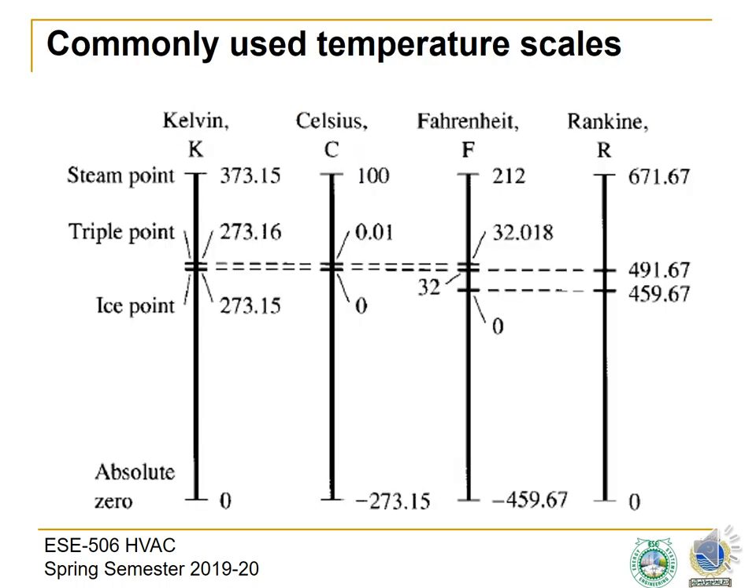This slide is about the different temperature scales used in thermodynamics and in psychrometry. There are basically two scales, degree Celsius and degree Fahrenheit, and two absolute scales, Kelvin and Rankine respectively. In the degree Celsius scale, the freezing point of water is 0 degrees Celsius and the boiling point of water is assumed as 100 degrees Celsius. On the Fahrenheit scale, the freezing point of water is 32 degrees F and the boiling point is 212 degrees F.